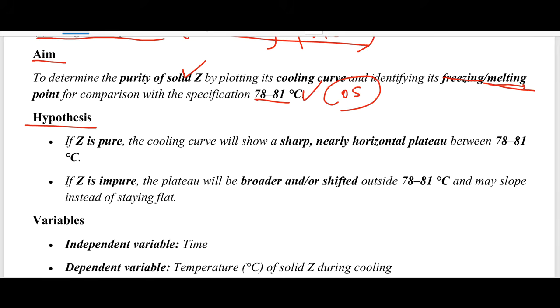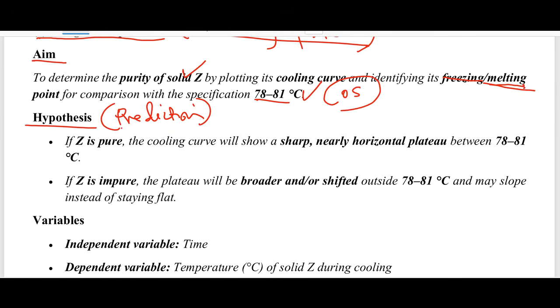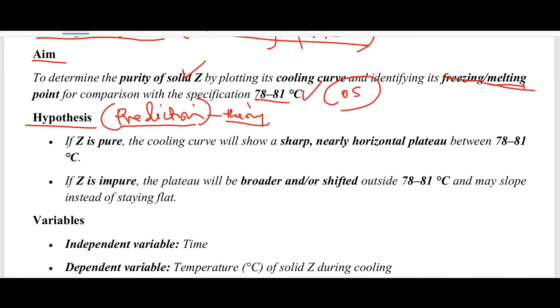Then hypothesis. Hypothesis, we say that this is the prediction that we make. But of course, prediction is based on the clear evidence that you have. So whenever we are carrying out an experiment, we have to have some theory about what we are going to carry out. Which theory do you know about the cooling curve? Which theory do you know about the determination of purity of different substances? So when you look at this, which prediction could you give? If this substance is pure, what will happen? If it is impure, what will happen?